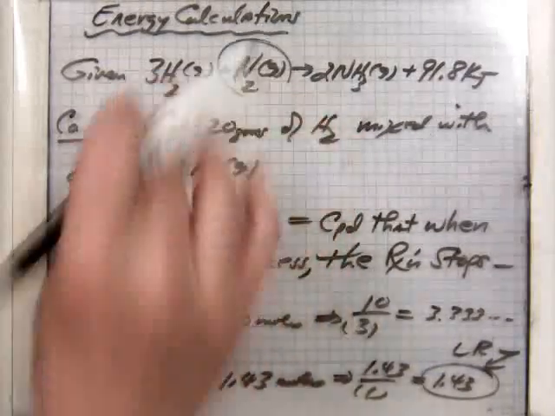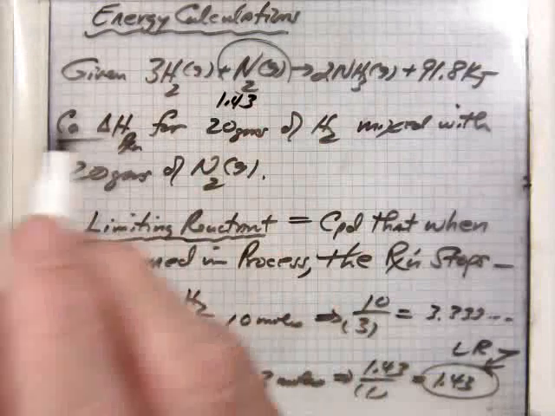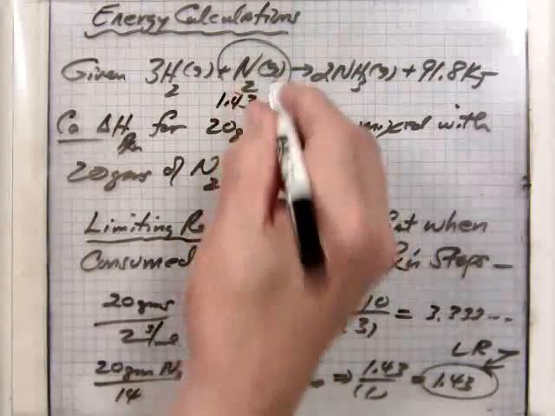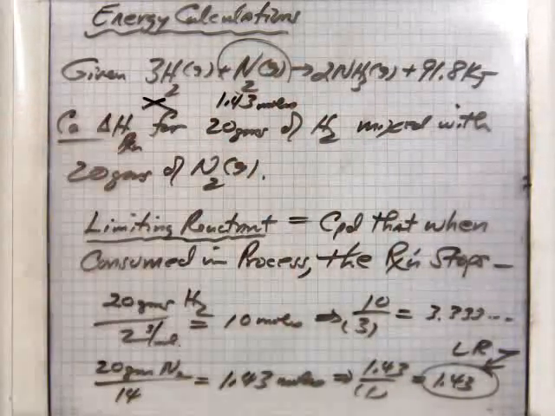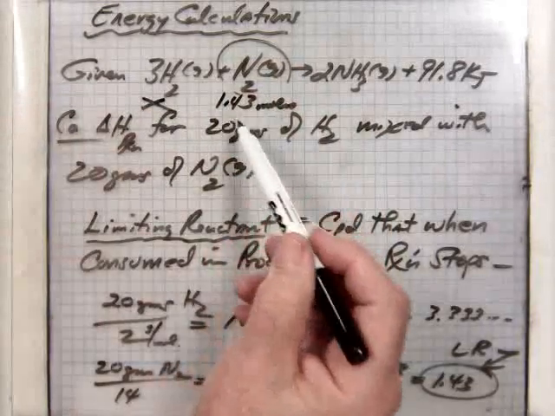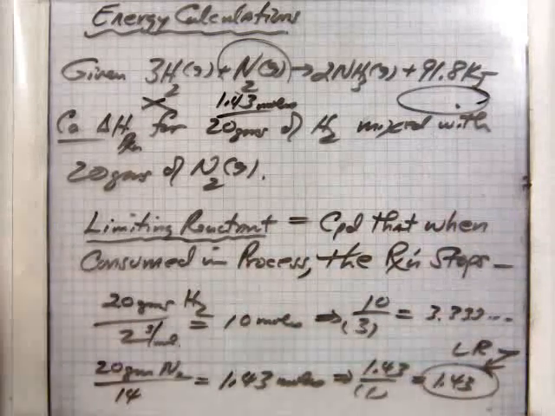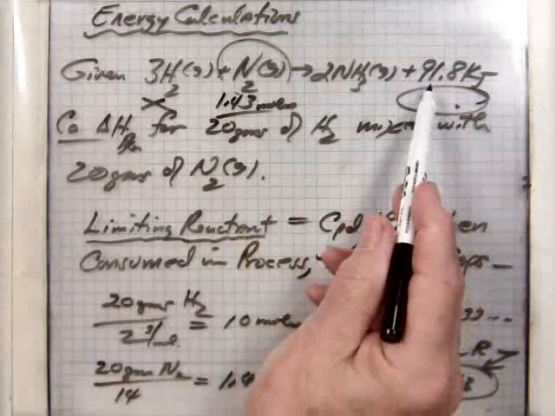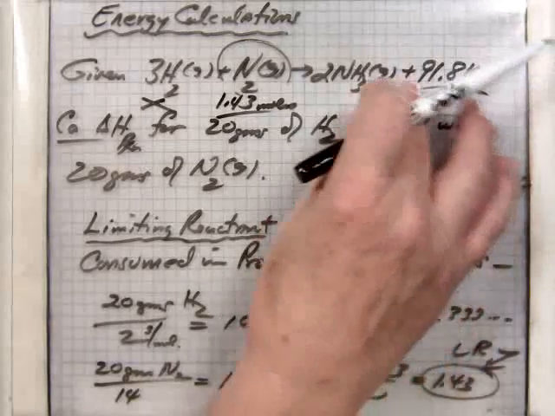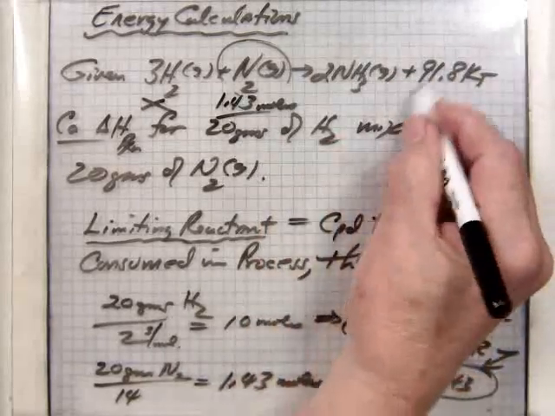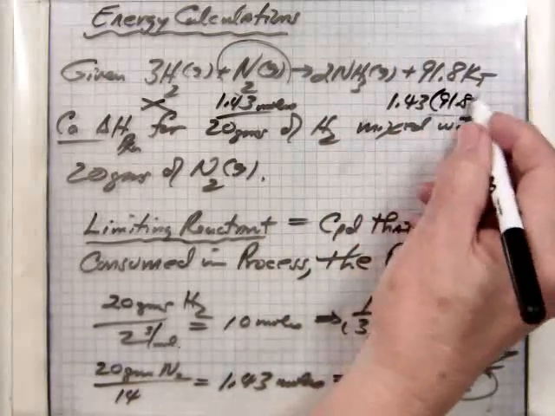So by the context of the problem, we have 1.43 moles of nitrogen consumed. We're using that. We don't care what the hydrogen's doing, because it's the relationship between moles of nitrogen and this energy number that governs the problem. So 1 mole of nitrogen produces 91.8 kilojoules. What will 1.43 produce? Well, obviously, it's 1.43 times 91.8.